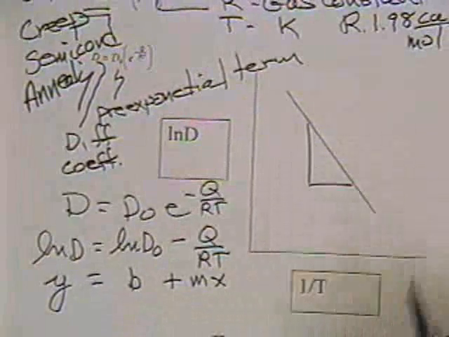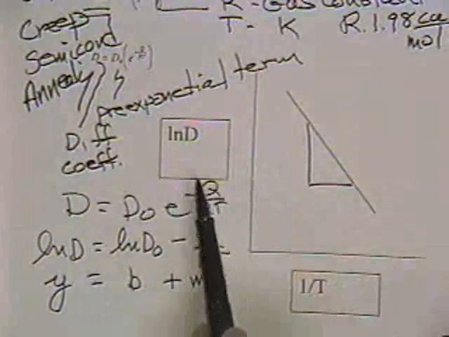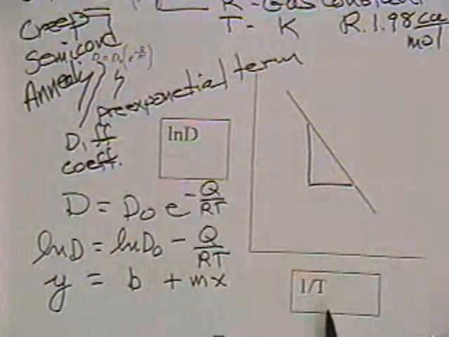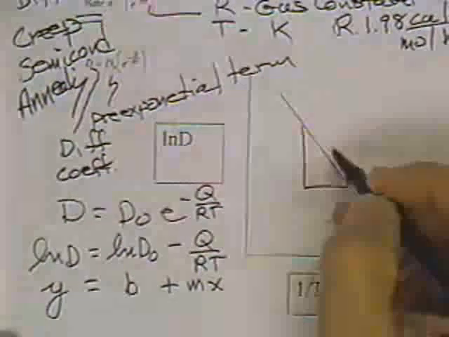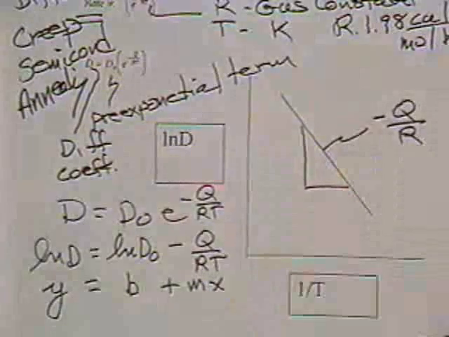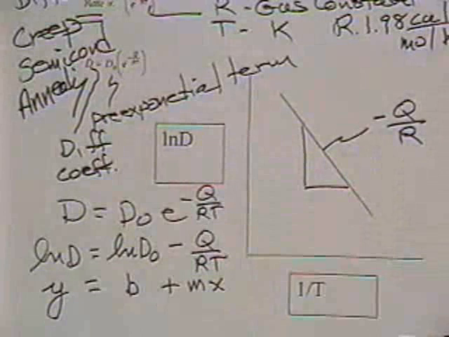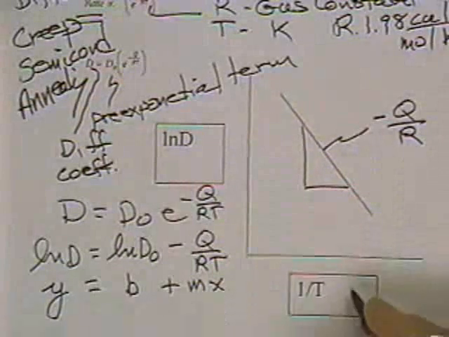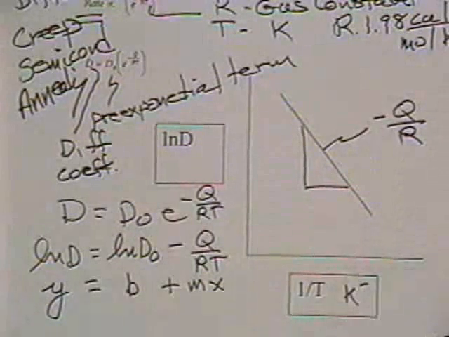So if on the log of rate, in this case diffusion, versus 1 over T, it's a straight line, this slope is equal to minus Q over R. So we can obtain the activation energy. Temperature here is in reciprocal Kelvin. Now there's two types of diffusion. One is called vacancy diffusion, and the second type is called interstitial diffusion.